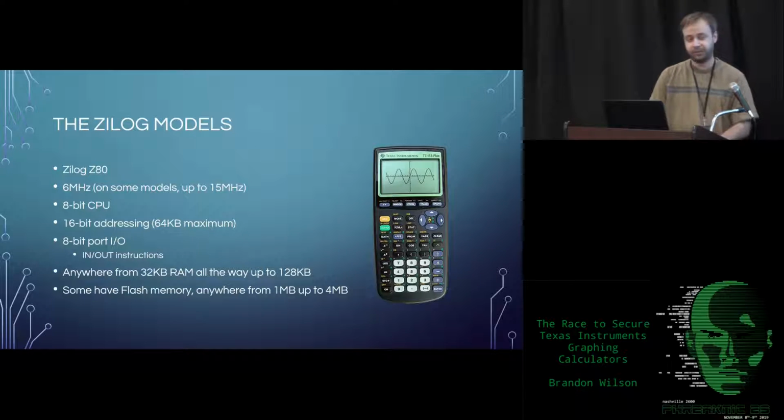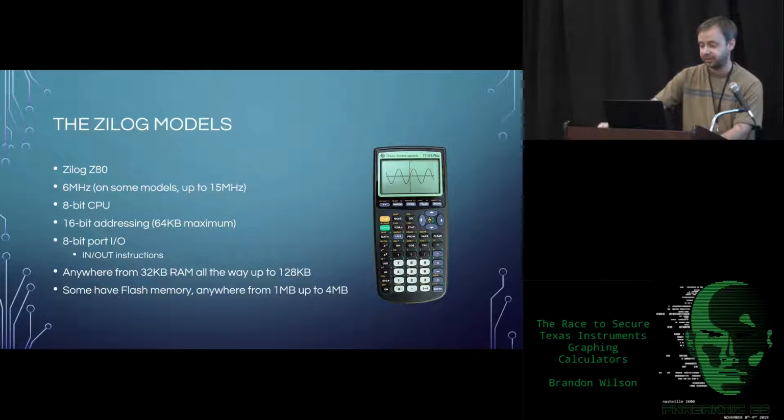It's 6 megahertz, or on some models it's been sped up to 15 megahertz. It's an 8-bit CPU with 16-bit addressing, which means it can access a maximum of 64 kilobytes of memory at once. And it has an 8-bit I/O port interface, so you can interact with the hardware by outputting or inputting from one of up to 256 logical ports. And they have anywhere from 32 kilobytes of RAM all the way up to 128 kilobytes. And some of them, the most interesting ones, have flash memory, which ranges anywhere from 1 megabyte all the way up to 4 megabytes.